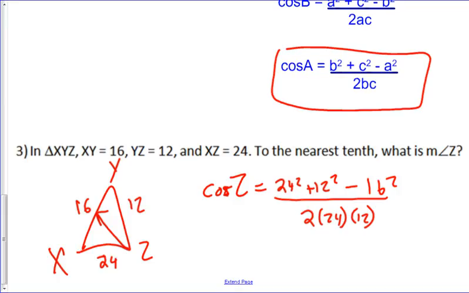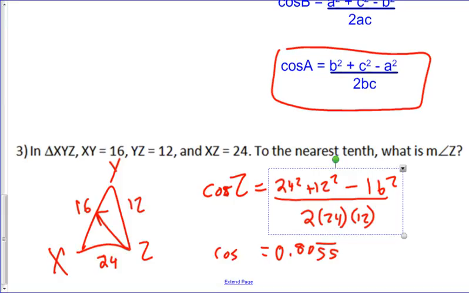24 squared plus 12 squared, which is 144, minus 16 squared, all divided by 2 times 24 times 12. I end up getting a small decimal, and I don't want to round it, so I'm going to keep it on my calculator, but it'd be about 0.805 repeating, I guess it looks like, would equal cosine of z.